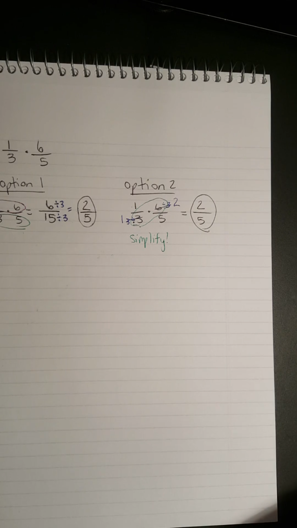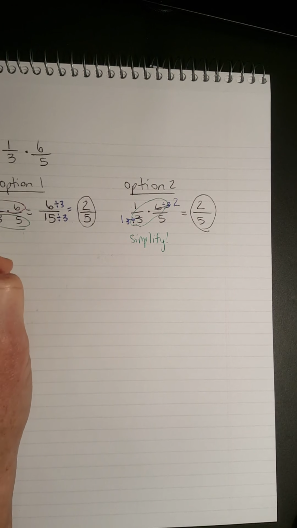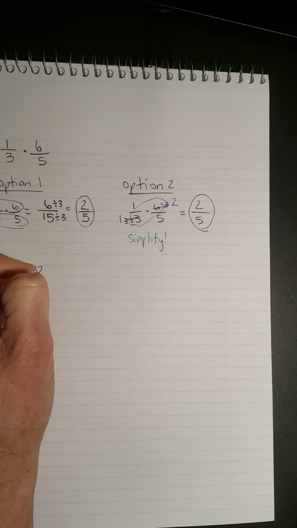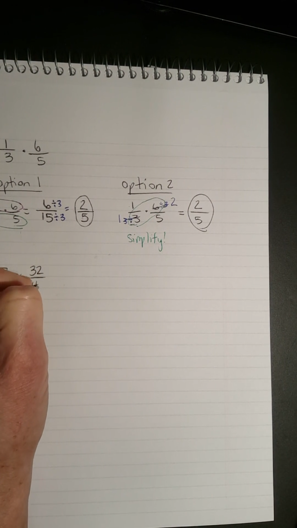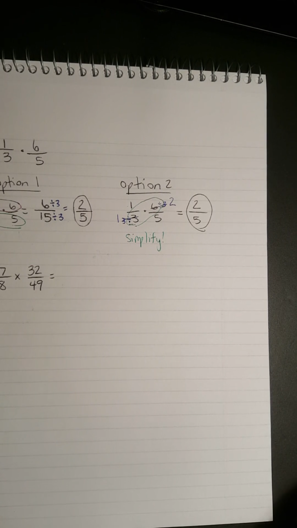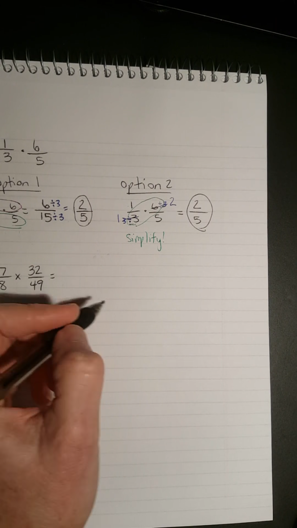Okay, let's try another one. Let's find one that actually will simplify for you. Let's do 7/8, and we're going to multiply that by 32 over 49. Okay, so again, if I'm going to do option number 1, I'm just multiplying straight across.